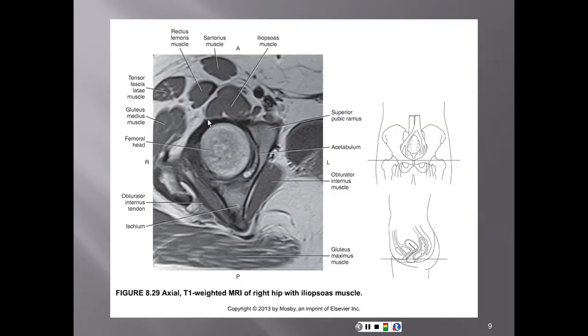So this is an axial T1 weighted MRI of the right hip with the iliopsoas muscle. So this is the convergence of the iliacus muscle and the psoas muscle. So remember, the psoas muscle starts lateral to the lumbar vertebra, and now this is the head of the femur. So now we're anterior to the head of the femur.